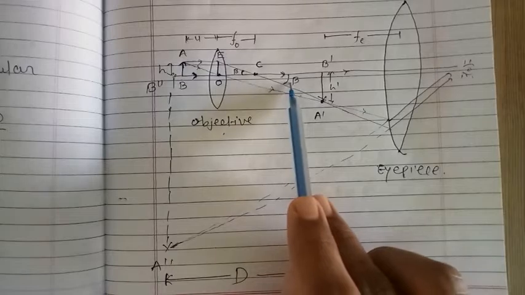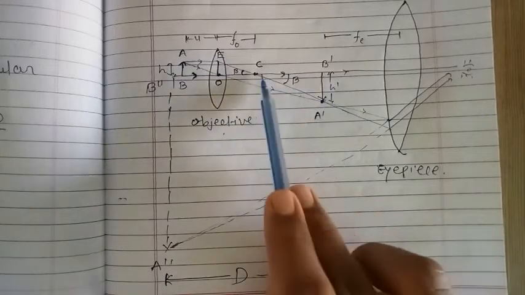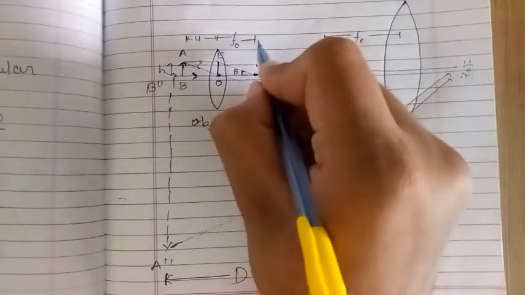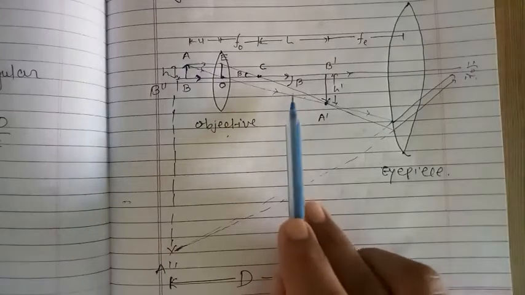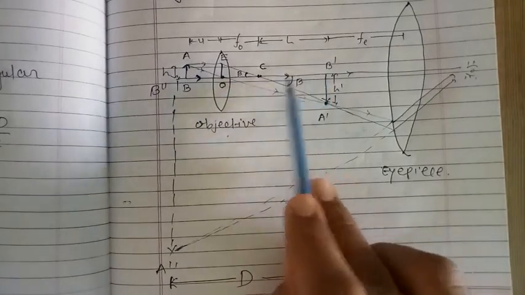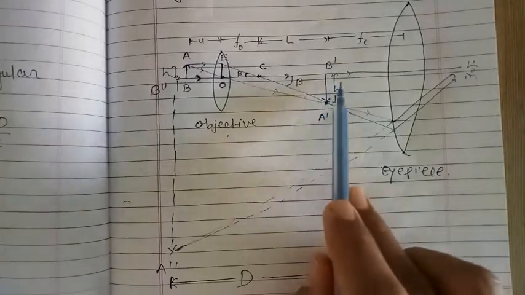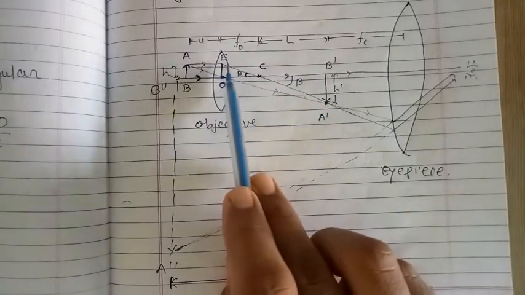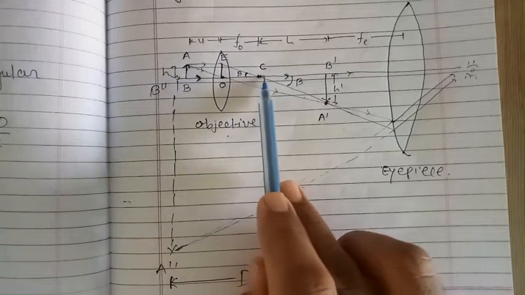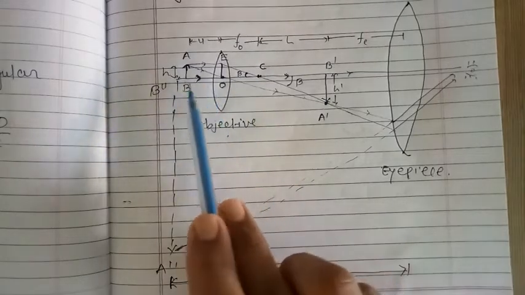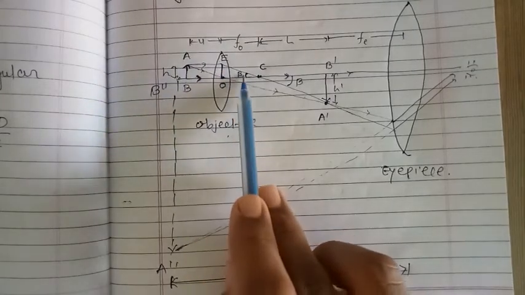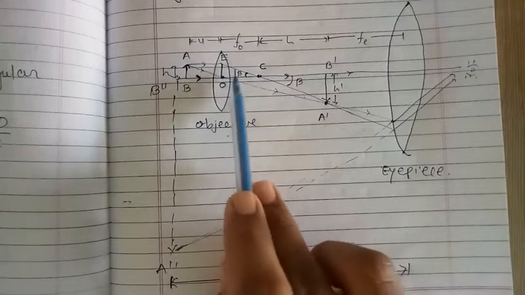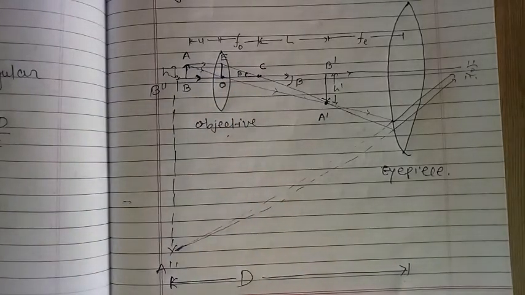Because we know that tan beta is equal to h dash upon CB dash. Suppose we assume this CB dash is length L. So we can say that tan beta is equal to h dash by L, so we can find h dash. With the help of triangle EOC, tan beta is equal to, if AB is h, then h upon FO, right? So we can write that.